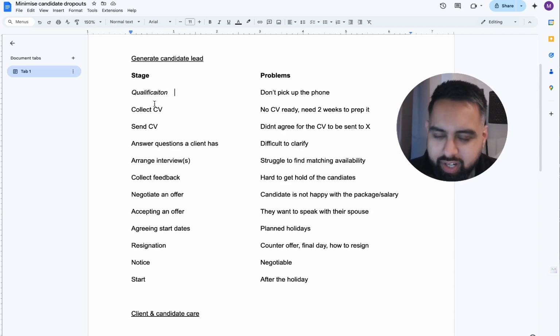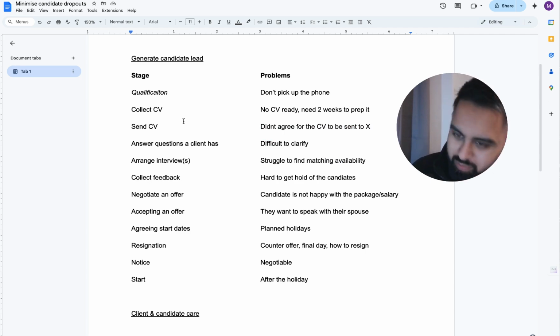candidate. When you're trying to collect a CV, sometimes you might come across a problem that they don't have the CV ready, or they need like 2 weeks to get their CV together. I've had that a few times. Hopefully it's relatable to you. Or you go to send the CV and then they say, you know what, I didn't actually agree for you to send my CV to that particular company.